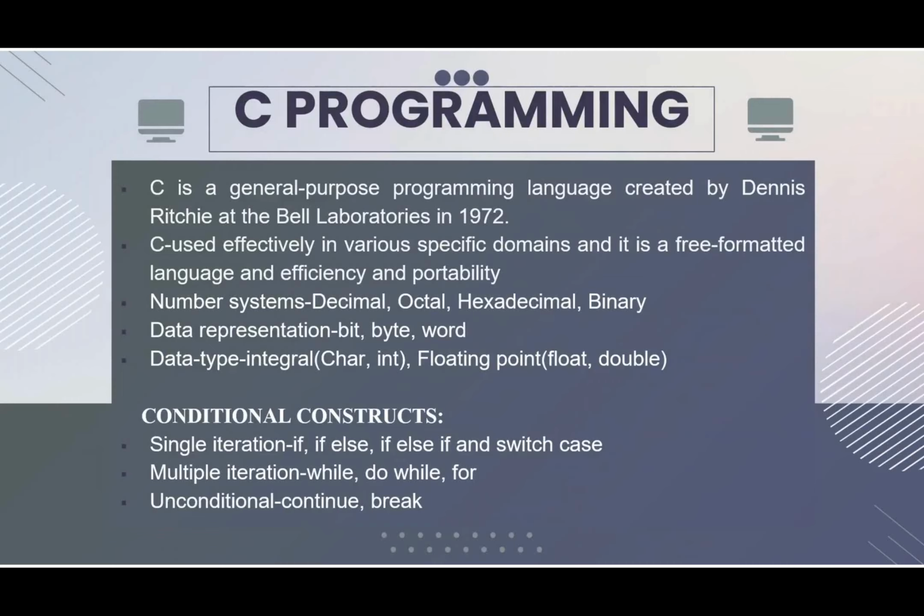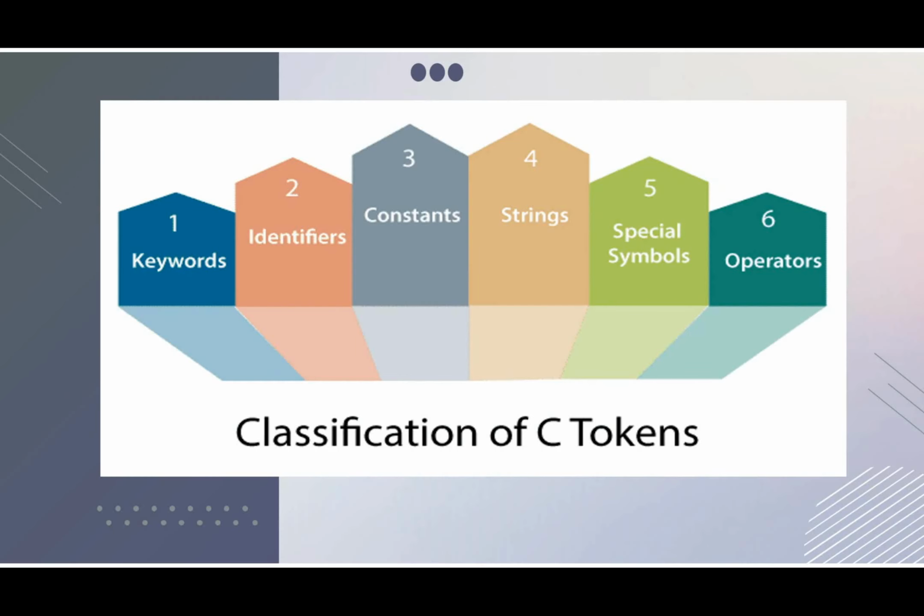If we consider conditional statements, for single iteration we have if, else if, and switch cases. For multiple data iterations we have while, do while, for. For unconditional we have continue and break statements. Next, classification of C tokens. C tokens are classified into 6 types: keywords, identifiers, constants, strings, special symbols, and operators.